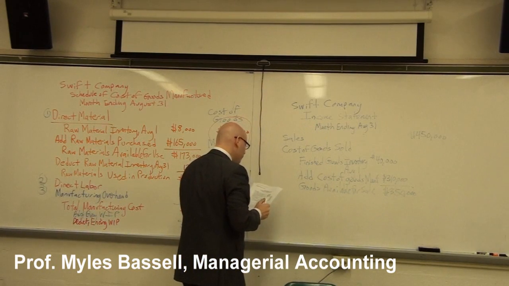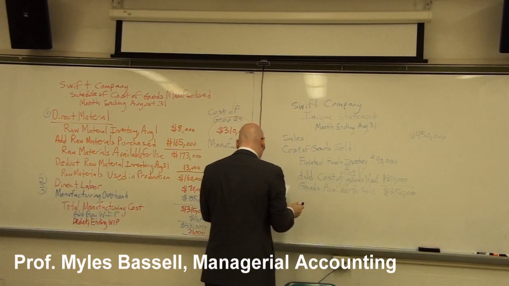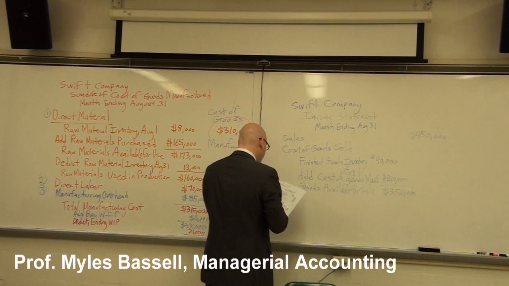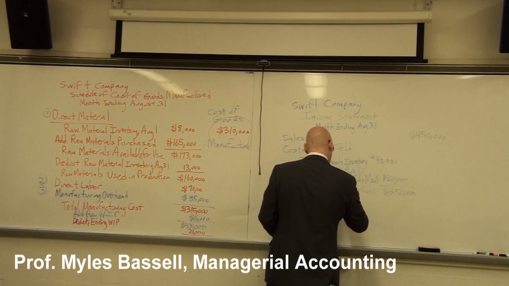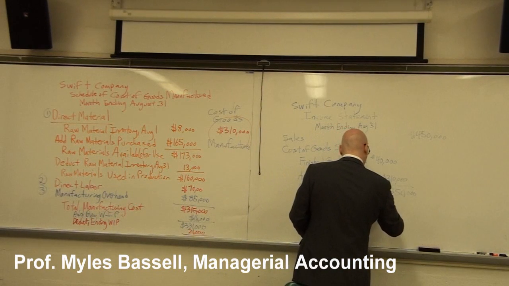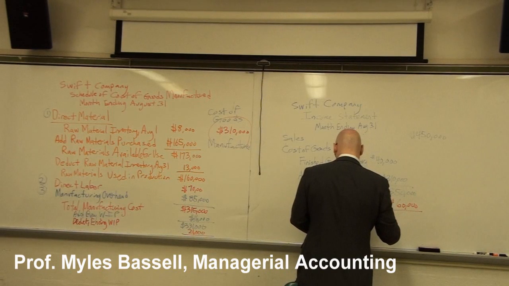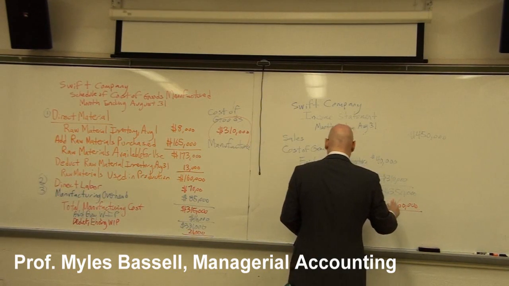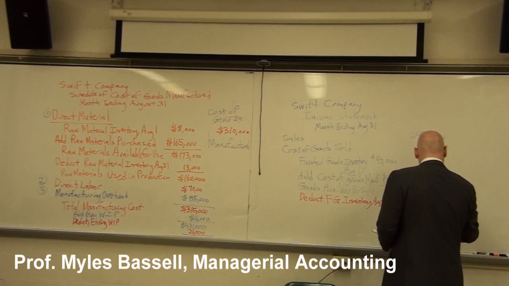But we're not done, because we need to look at the net. Remember, this is the finished goods at the beginning of the month. So now we need to subtract the finished goods inventory from the end of the month. So we deduct the finished goods inventory that we had on August 31st. And in this case, we're told that it's $60,000. And that means that our cost of goods sold is $290,000.